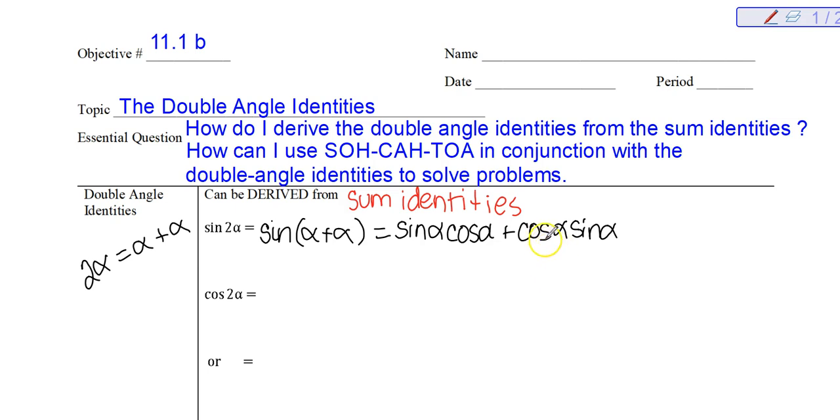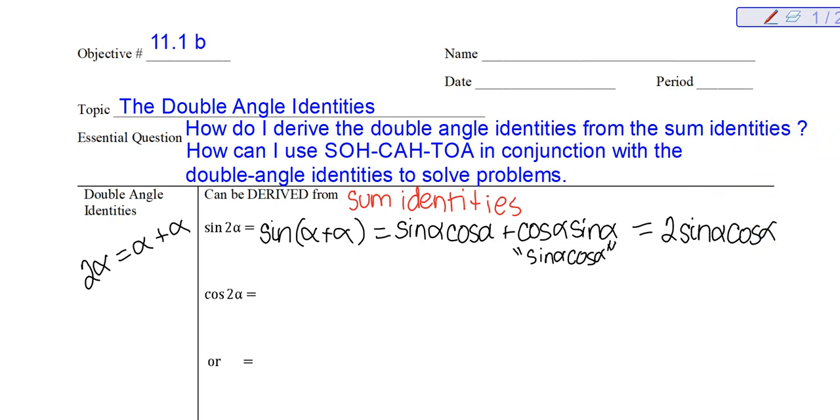Please remember that I can rearrange this to say sine of the first angle, cosine of the second angle, plus the sine of the second angle, cosine of the first angle. Can I not rearrange this to also say sine alpha times cosine alpha? True or not? Yes. Multiplication is commutative, and so I absolutely can do that. So let's simplify that. So that's our sum formula. Let's turn it into the double angle formula. So if I add those, since they're like terms, that's 2 sine alpha cosine alpha.